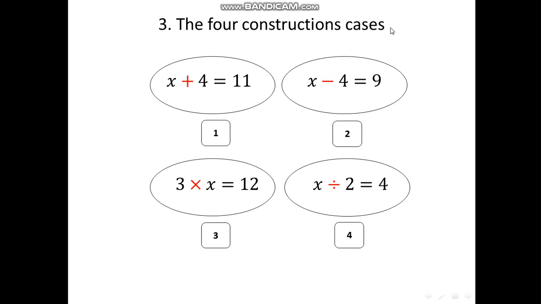Now the four construction cases. I have here four construction cases. You don't have a fifth, it's only four. Maybe sometimes they come combined. What I mean by combined is plus with multiplication, or plus with division, or minus with multiplication, or minus with division, but they are the same. It's only these four cases. You have to know only these four cases.